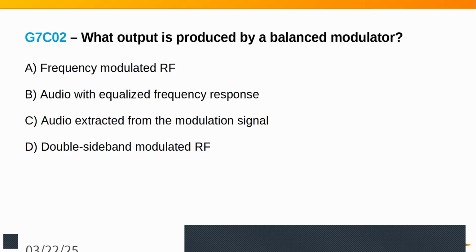Double sideband. Delta. That would be double sideband suppressed carrier.